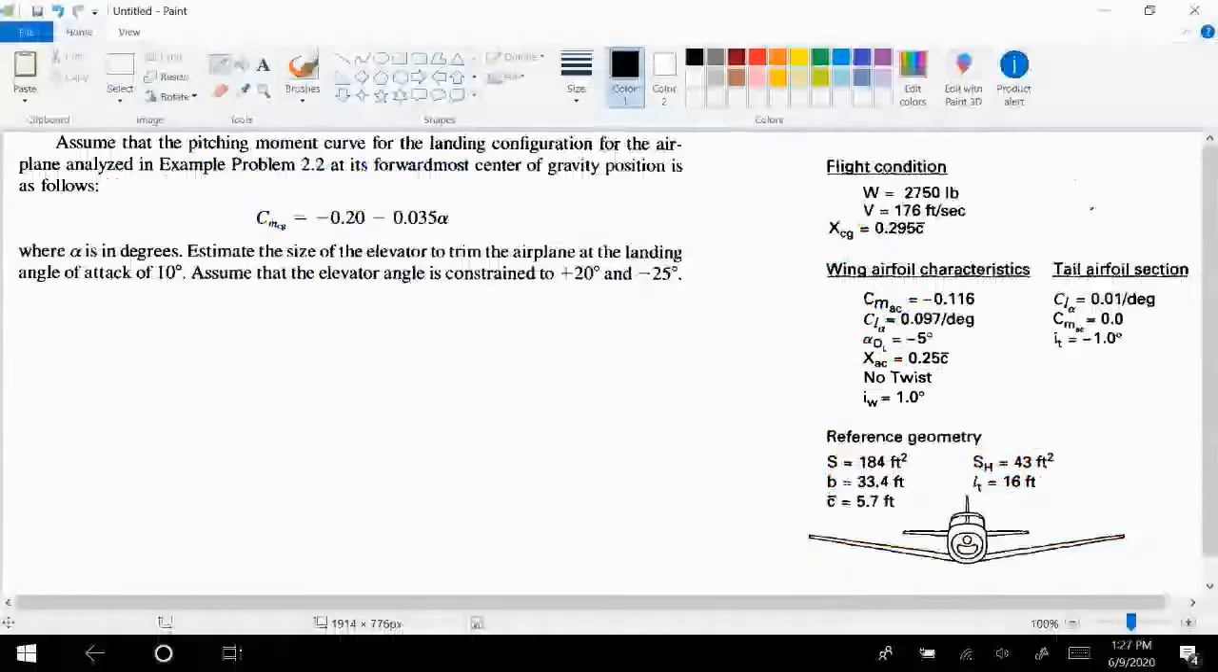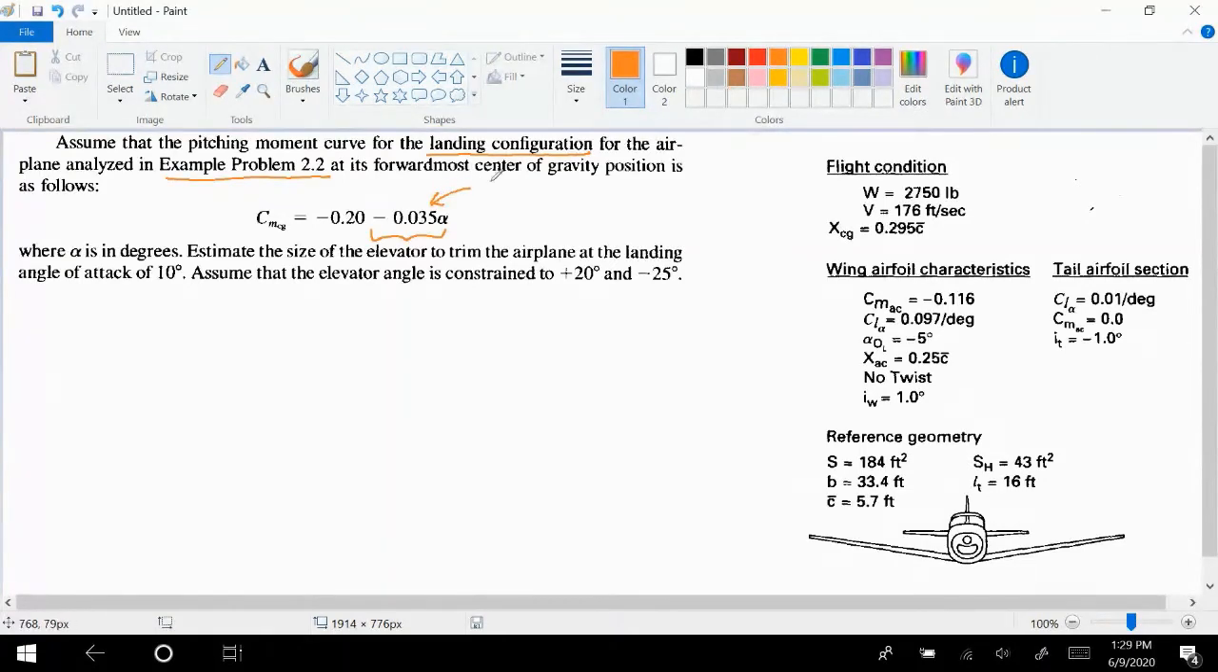Now coming back to our example, we are dealing with the landing configuration. Now during landing, the landing gear is deployed, and the flaps are also deployed. The flaps are extended. So this ends up moving the center of gravity towards the nose of the aircraft. So it will make the slope of CM versus alpha more negative.